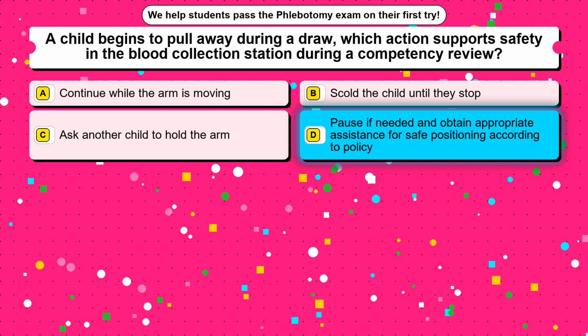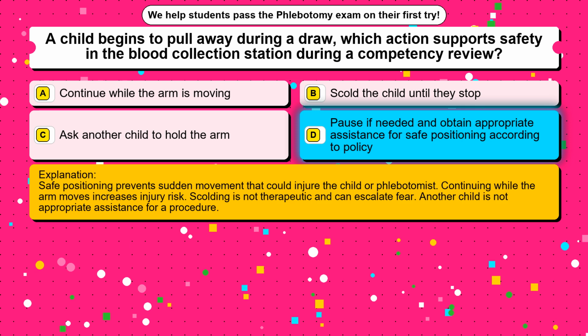Pause if needed and obtain appropriate assistance for safe positioning according to policy. Safe positioning prevents sudden movement that could injure the child or phlebotomist. Continuing while the arm moves increases injury risk. Scolding is not therapeutic and can escalate fear. Another child is not appropriate assistance for a procedure.